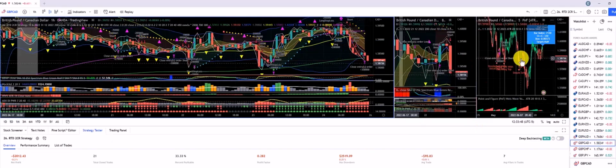British pound Canadian dollar, no price target on the strategic picture. Price action above the dragon, cross below, very, very choppy, and then back above and then way back below.